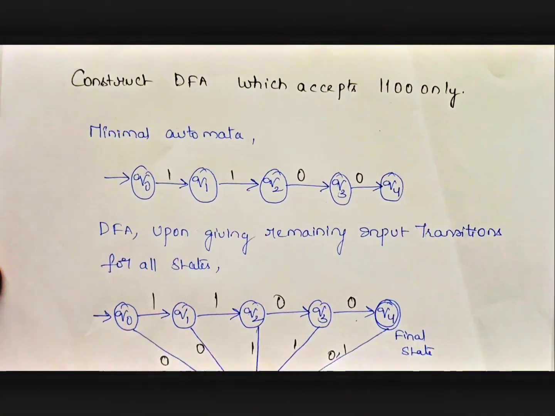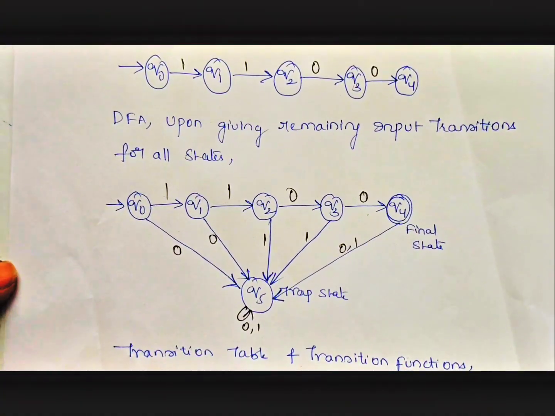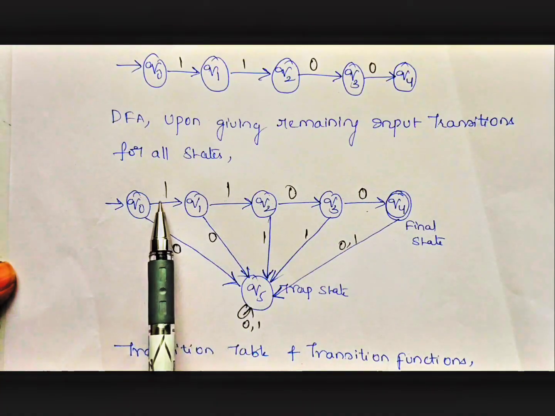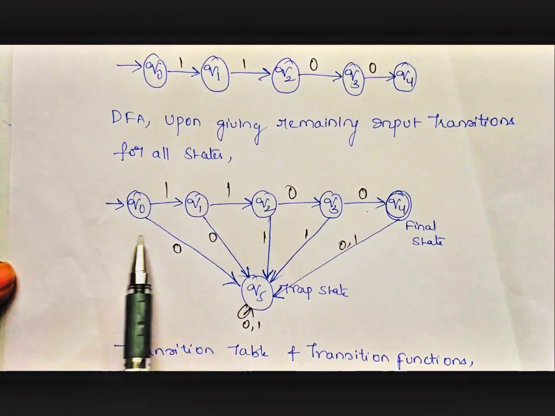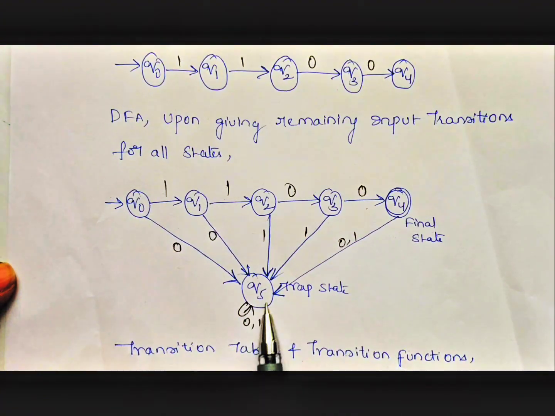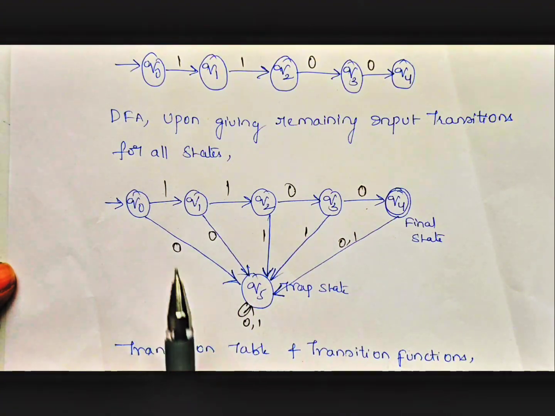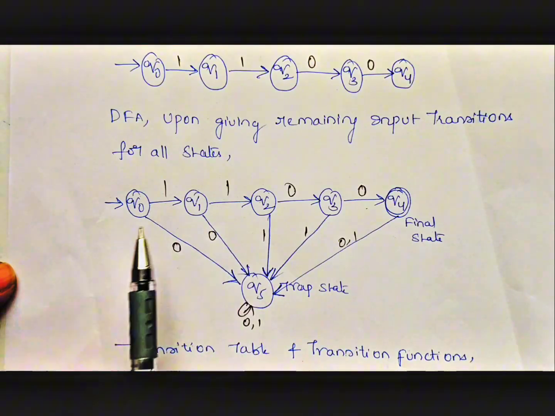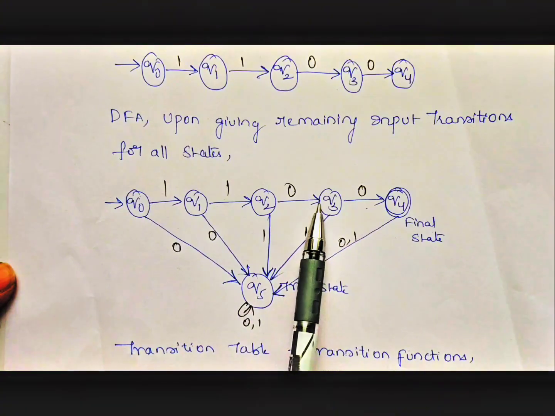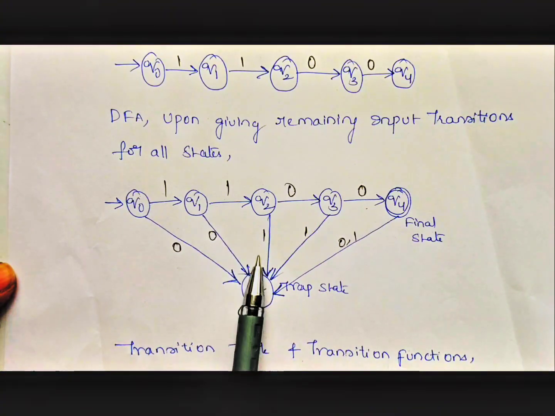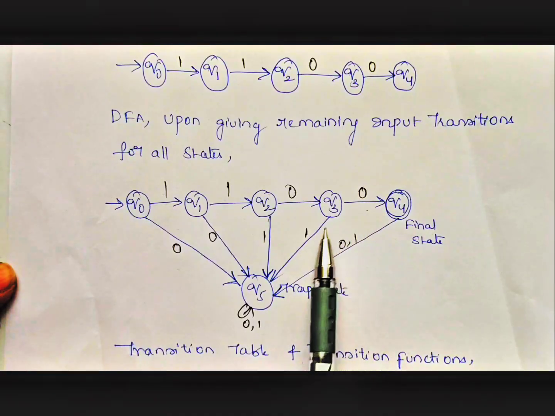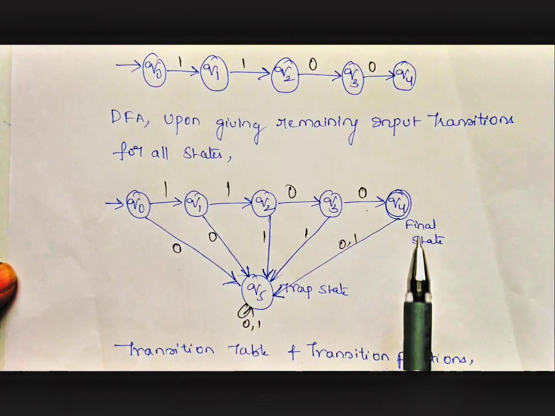Here Q0 on 1 is already completed. So the remaining input transition for the Q0 state is Q0 on 0. Since 1 is the first input, it should not accept 0 as an input. Q0 upon reading 0 should be connected to the trap state Q5. Similarly, Q1 on 1 is already completed. The remaining input is Q1 on 0, which should be connected to the trap. Q2 on 0 is completed, the remaining is Q2 on 1, which should be connected to the trap. Q3 on 0 is completed, the remaining input is Q3 on 1, which should connect to the trap.